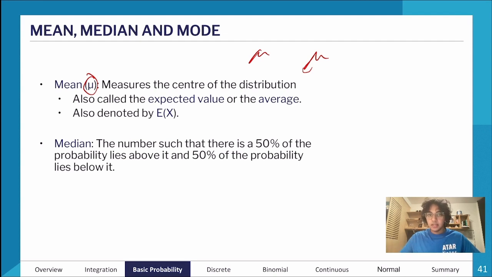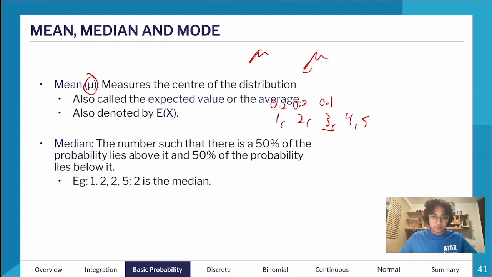The median is the value where 50% of the values lie above it and 50% lie below it. So if I have 1, 2, 3, 4, and 5, the probability of 1 occurring might be 0.2, the probability of 2 occurring might be 0.2, and the probability of 3 occurring is 0.1. So then the median value is 3 because 50% of the probability lies below it, 50% lies above it. So that's a median.